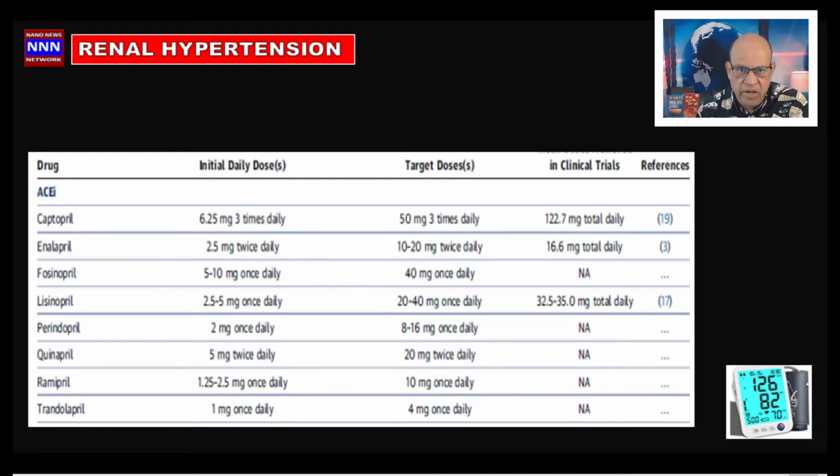The goal is to bring the blood pressure down with medical treatment. Let me re-emphasize this again. The goal is to bring the blood pressure down using medical treatment.